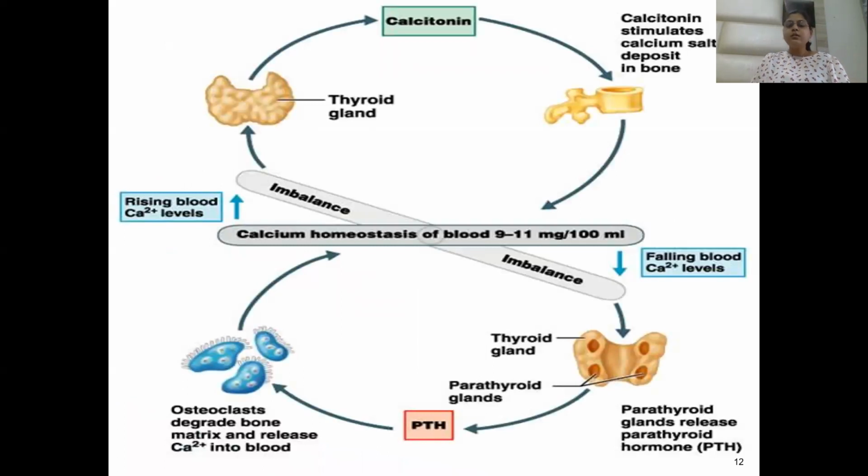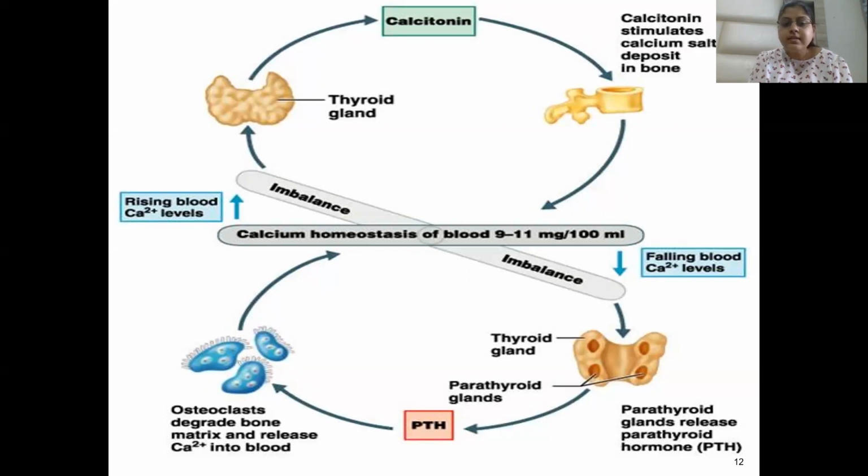Now, this is how calcium metabolism works. Whenever the calcium levels in the body fall, the parathyroid glands release parathyroid hormone, and this parathyroid hormone acts on the bone matrix and releases calcium into the blood because it causes bone resorption. So the blood levels of calcium in the body will increase.